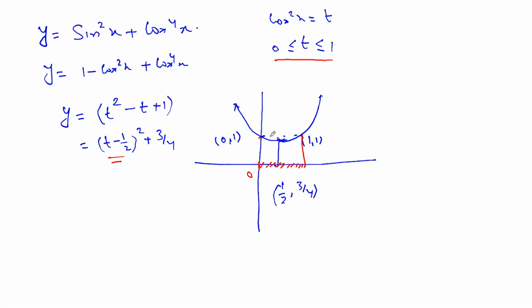Between 0 to 1, what is the minimum and what is the maximum value we are getting? That would be the answer for you. Look, between 0 to 1, at 0 we are getting 1, at 1 we are getting 1, but in between we are getting 3 by 4. So the minimum will be 3 by 4, the maximum will be 1. So we are going from 3 by 4 to 1. So the range of the function will be 3 by 4 to 1.